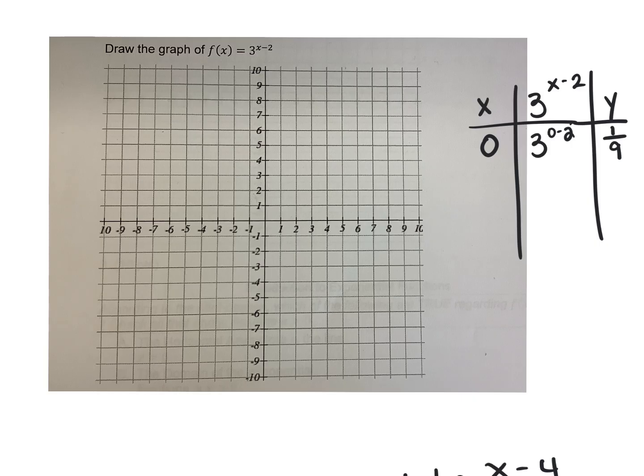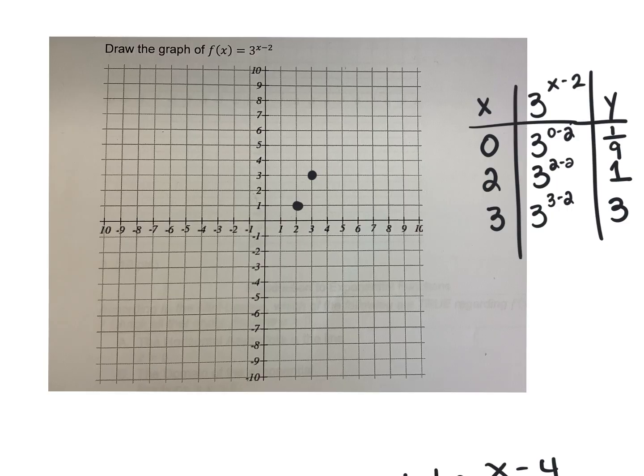So that is too small, and I need it to get bigger. To make this bigger, I'm going to go up to 2. If I do 3 to the 2 minus 2, that's just 3 to the 0, which is 1. So I go right 2 and I go up 1. Then I need to come up with another ordered pair to use. If I have 3, then I'm going to have 3 to the 3 minus 2, which is 3. So that would be (3, 3). That could be 2 of the ordered pair points that you use.